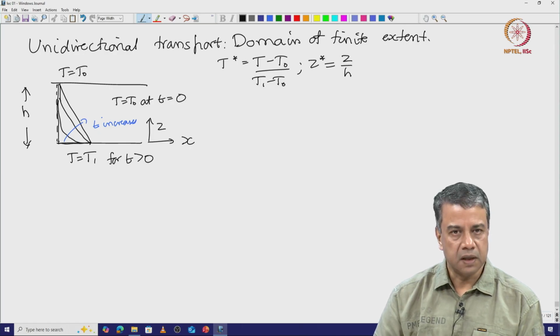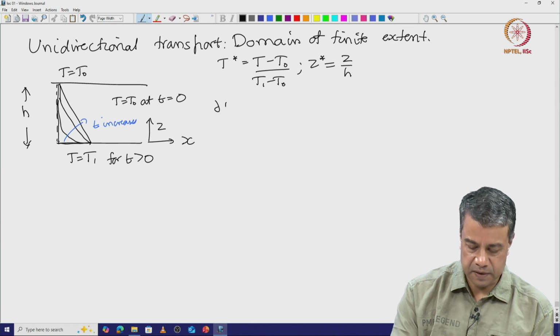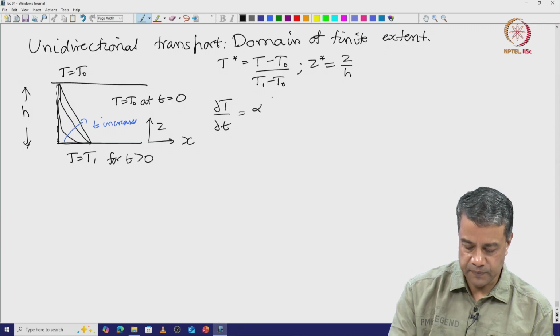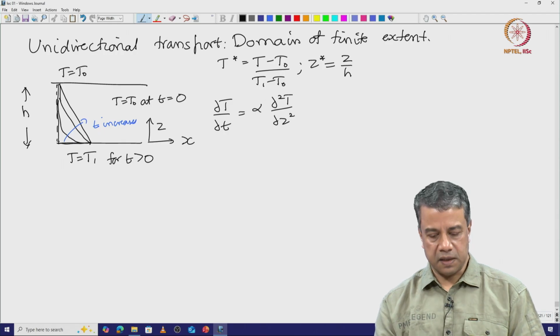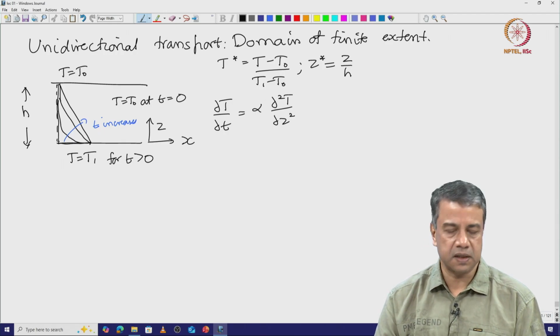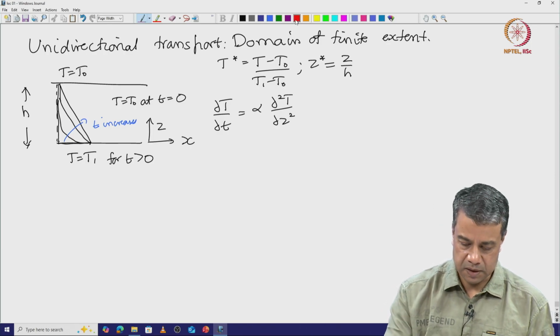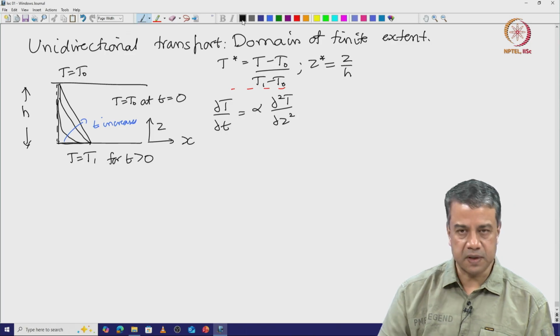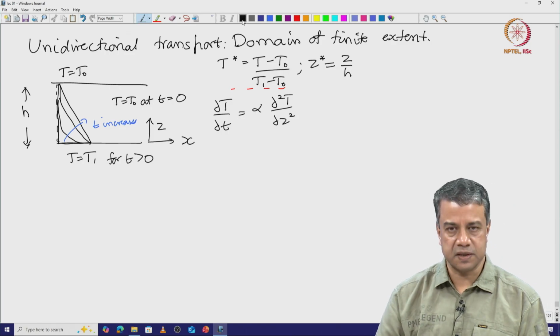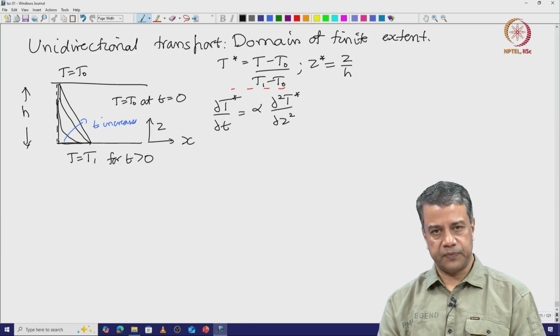In terms of the dimensional temperature, partial T by partial t is equal to alpha d square T by dz square, the unsteady heat conduction equation. If I substitute T is equal to T star times T1 minus T naught plus T naught into this equation, I will get the same equation because the scaling of temperature on both sides cancels out, and I will get this same equation in terms of T star.